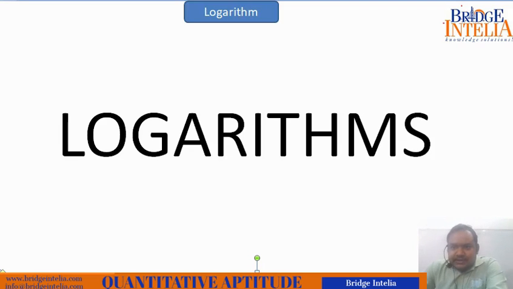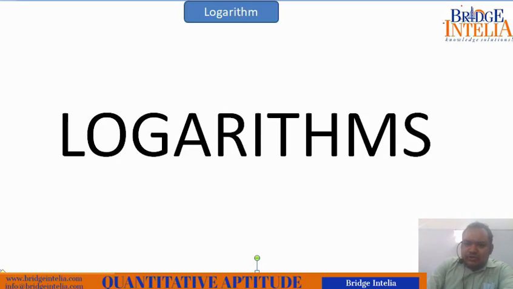Dear students, in this lecture, we are going to study the basics of logarithm. This is a very scoring topic, provided you are thorough with the rules, because this chapter is not about learning formulas. It is more about learning the rules and how to apply those rules. Unless you are familiar with the basic rules of logarithm, you will not be able to solve many questions that are framed from this topic.